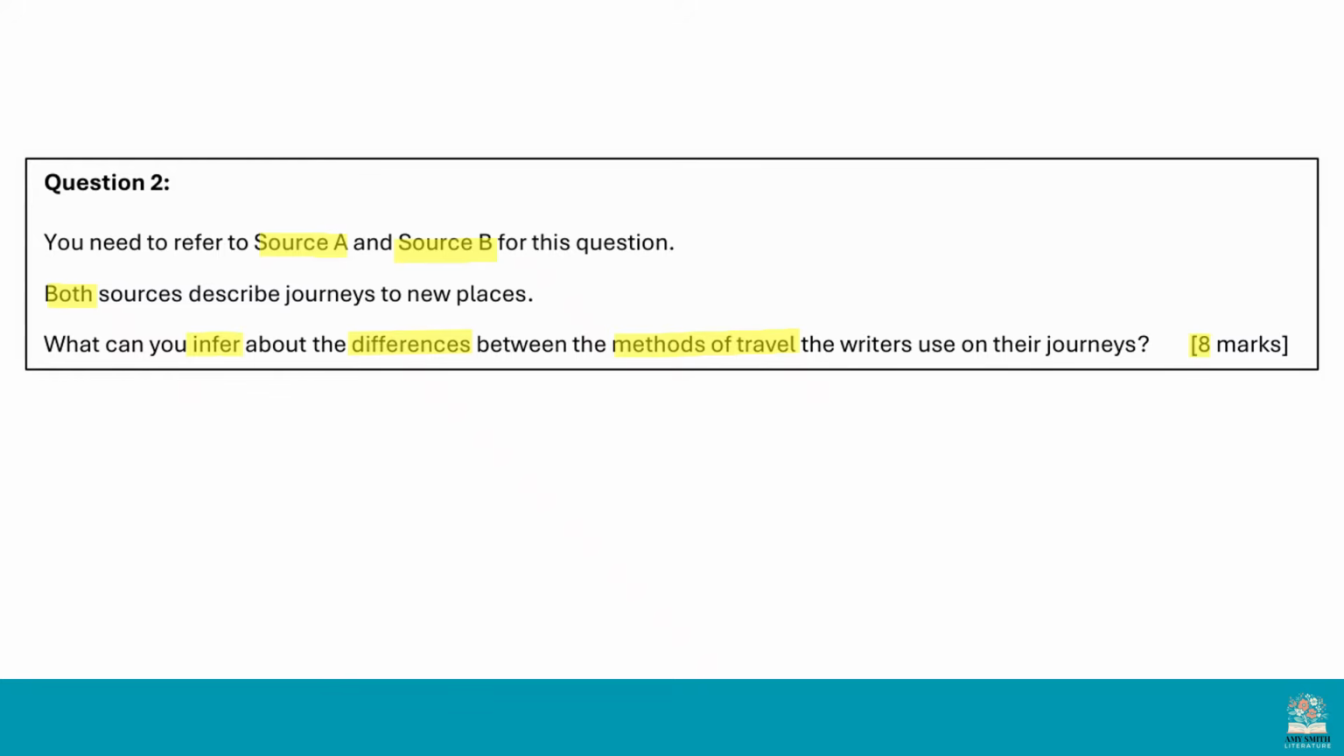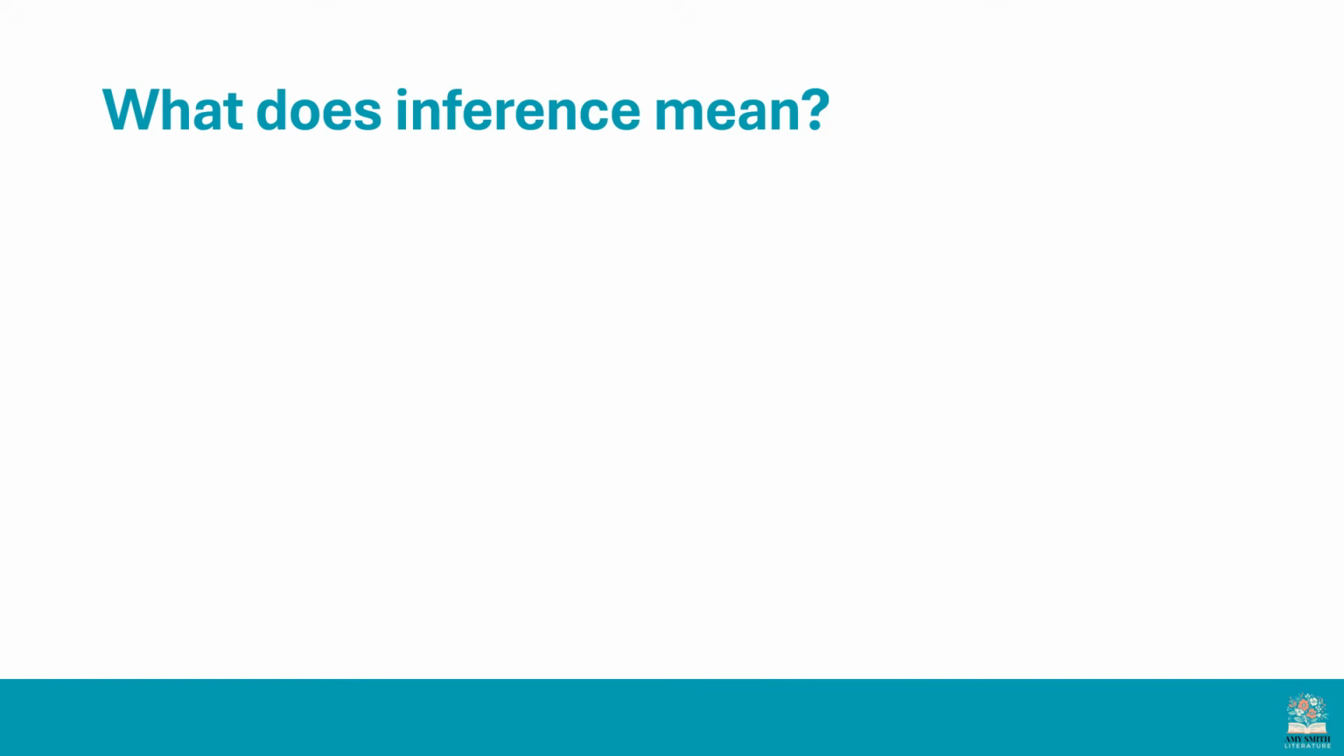We'll talk about inference or infer in a minute, and I'll explain what that means. But notice that we're looking at the differences. Sometimes this question says similarity, so make sure you read the question really carefully. And then the question will also specify a topic, which here is methods of travel. There's 8 marks, so we've got about 8 to 10 minutes to answer this question, so we've got to be speedy.